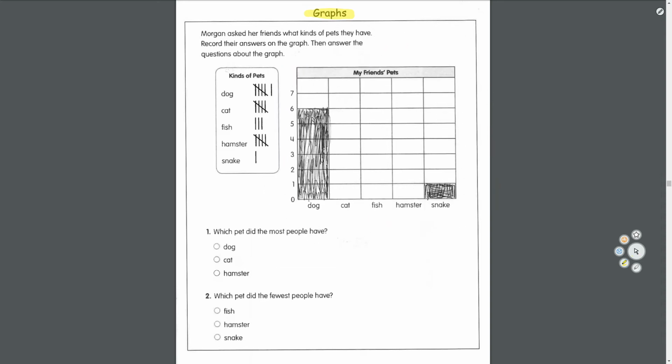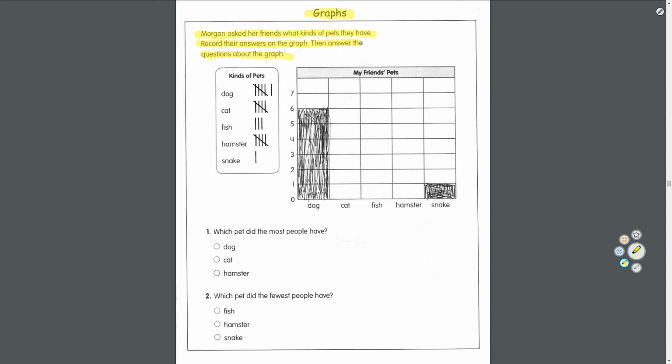Okay, let's read and figure out what we need to do. Morgan asked her friends what kinds of pets they have. Record their answers on the graph, then answer the questions about the graph.